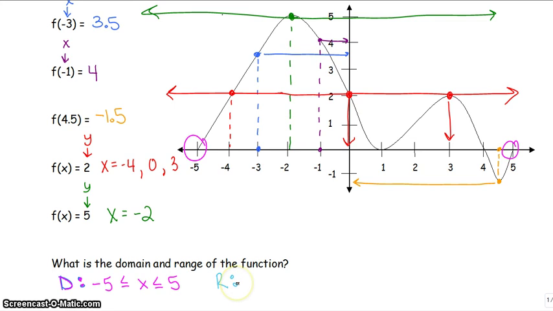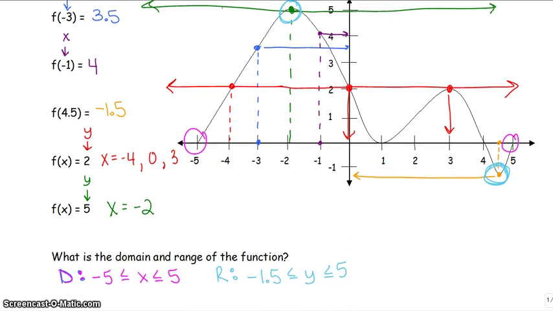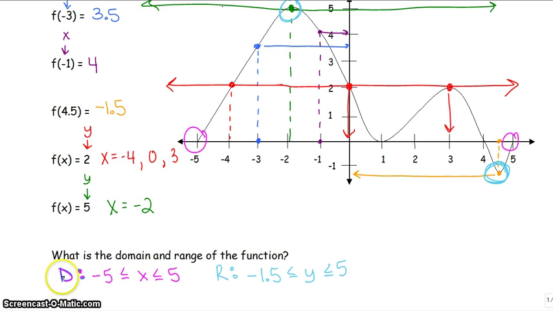The range of the function is all possible y values. So we're looking up and down. So first we start, where's the graph the lowest? So the lowest y value. This is our lowest y value, and that lowest y value is -1.5. Our highest y value, our graph goes all the way up to +5. So it's less than or equal to y, since it's the range, which is less than or equal to the highest point of 5. So domain is all possible x values, range is all possible y values.